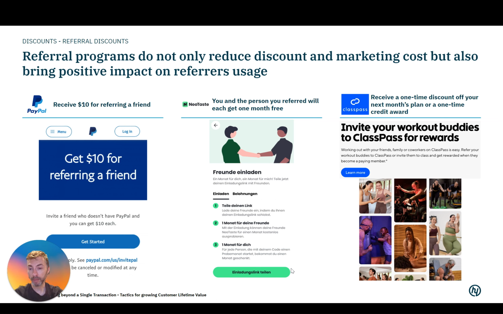Referral discounts can make a lot of sense. You see them everywhere, from PayPal to Neotaste to ClassPass. Usually in this case, the one who is doing the referral and the referred friend or partner both get this bonus. This way it's a double whammy and a double effect. So this is something very common that helps you use discounts to win more clients.